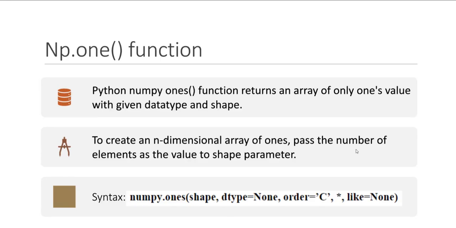Now we will learn the next method of array creation, that is the np.ones function. Basically this function returns a NumPy array with ones of a given data type, and to create an n-dimension array of ones we have to pass the number of elements in the shape argument. So here is the syntax of the np.ones function.